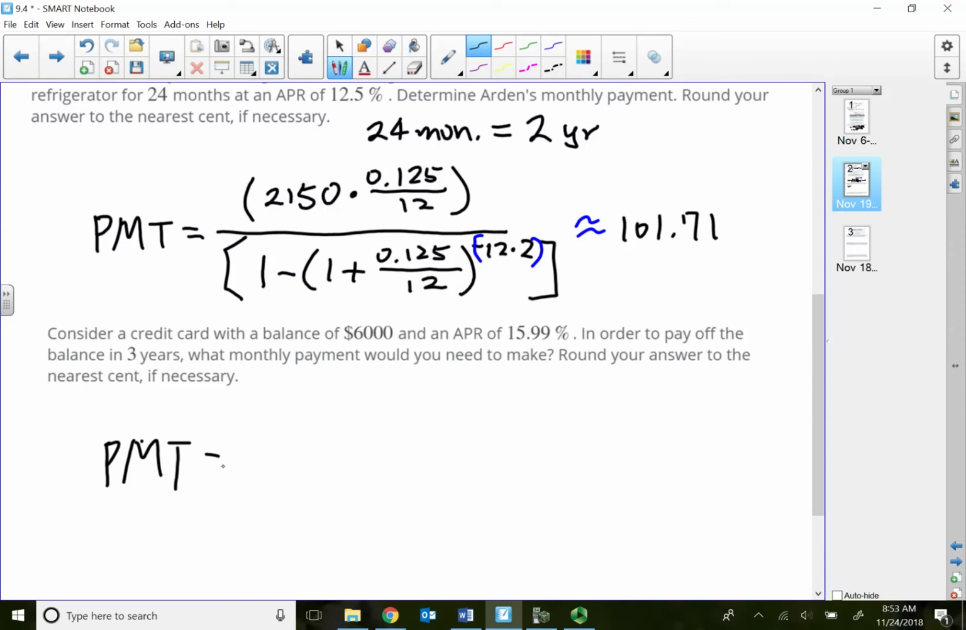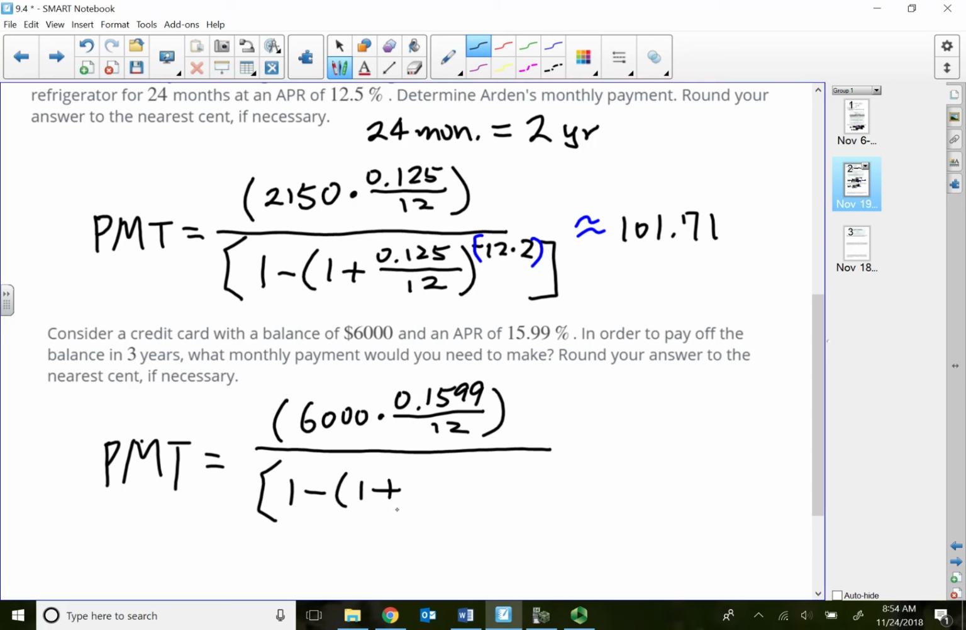So what should our monthly payment be? My monthly payment is going to be parentheses 6,000 times 0.1599 divided by 12, paying this monthly. What monthly payment should I need to make? So I'm doing this 12 months in a year, divided by brackets, 1 minus parentheses 1 plus 0.1599 divided by 12, raised to the negative N, where N is 12 times T, which is 3 years.